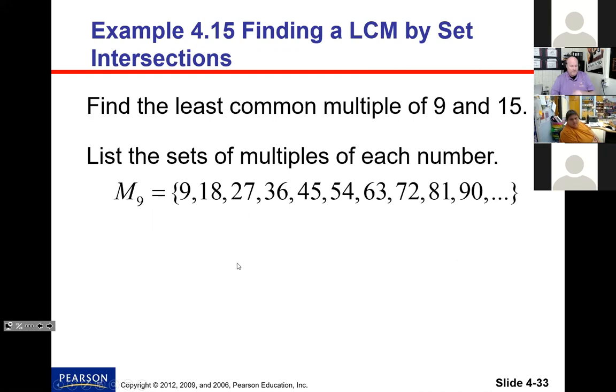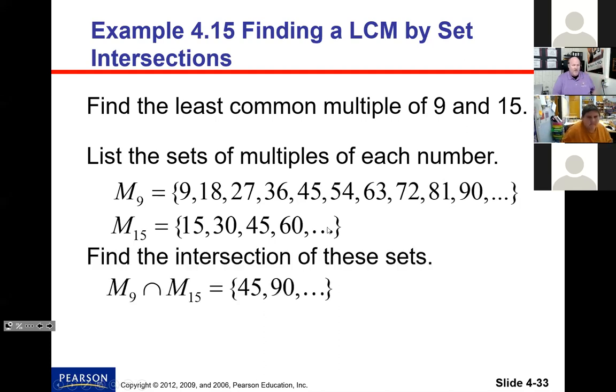Let's find the same thing for 15. So 15 times 1 is 15. 15 times 2 is 30. 15 times 3 is 45. 15 times 4 is 60. And dot, dot, dot. Now, if you look, do you see one right away that's the same number in both? 45. And actually, if we kept going on this bottom one, the next one would be what? 75 and then 90. We could get 45 and 90, so we could find the intersection of those points, but we're looking for which one? The greatest one or the least one? Least. So what's our number? It's going to be 45.